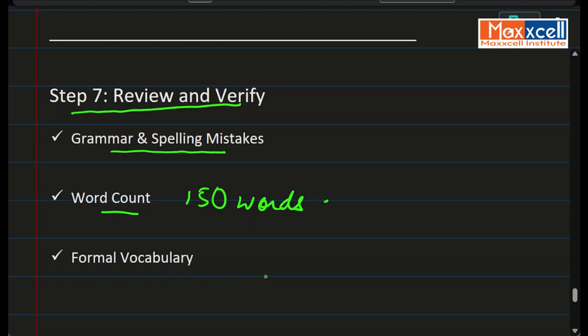So no contractions like don't and can't. So these, can't, don't, are not supposed to be used.